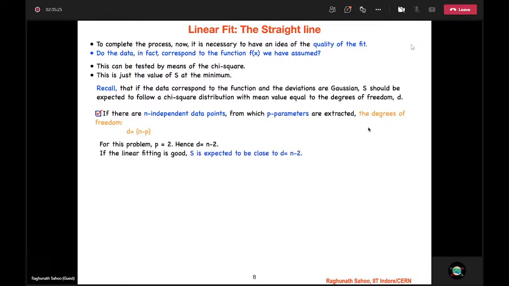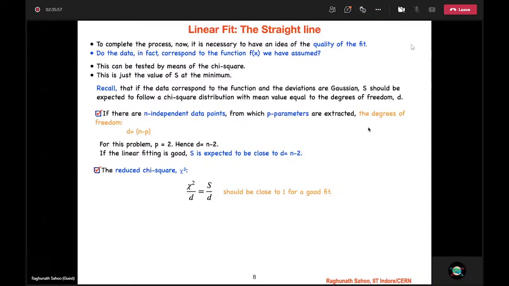So d is equal to n minus p, and for this problem p is equal to 2, because I have done a straight line fitting with 2 parameters. So d is equal to n minus 2. If the linear fitting is good, S is expected to be close to d, which is n minus 2. So I define a reduced chi-square, which is chi-square per number of degrees of freedom, chi-square by d. This should be very close to 1 for a good fit.